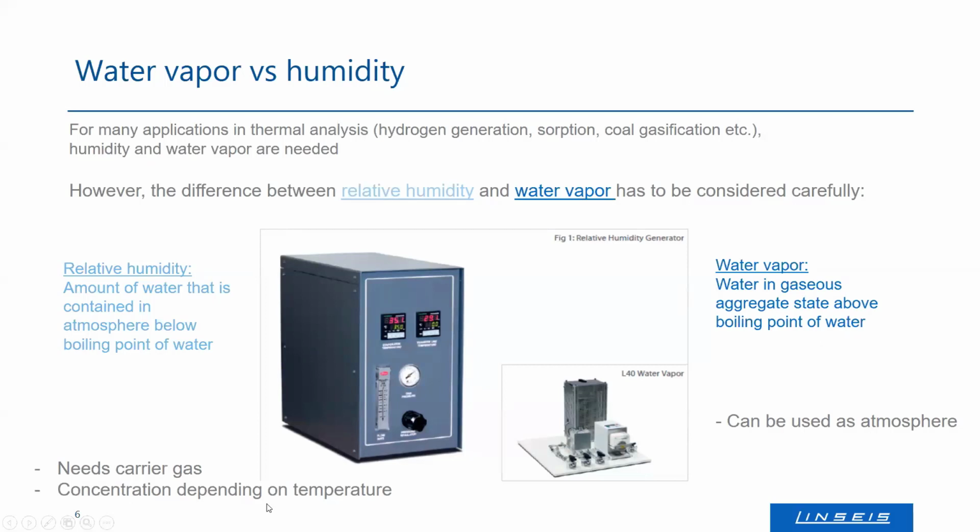In contrast, water vapor means water that is in the gaseous aggregate state. So water that has a temperature above 100 centigrade at ambient pressure, above the boiling point of water. Speaking about water vapor always means you speak about water at temperatures of 100 degrees or higher. The biggest difference is that pure water vapor can be used as an atmosphere without any carrier gas, because pure water steam is also a gas, while humidity is just liquid water in very, very nanoscale drops that is carried by a carrier gas or by an atmosphere.